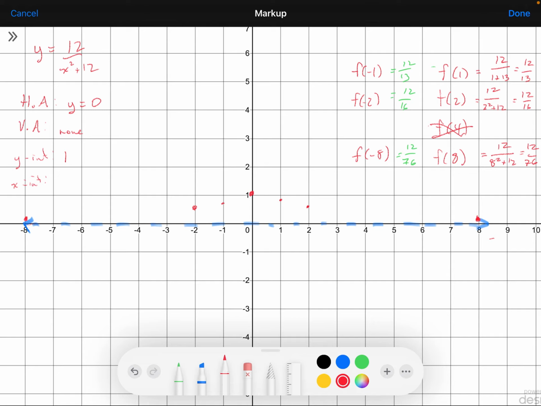There. So my function does not have any vertical asymptotes. It's going to be totally smooth, and the highest point is going to be the y-intercept at 1. I got to make sure I have arrows at the end of my function. So that's what this first function looks like.